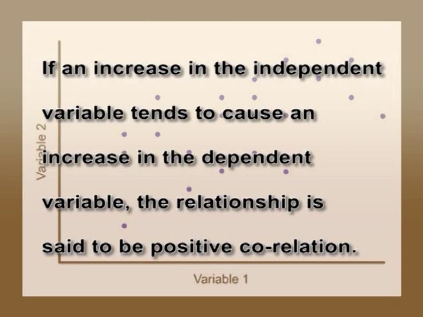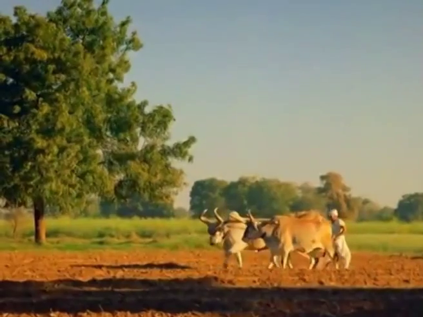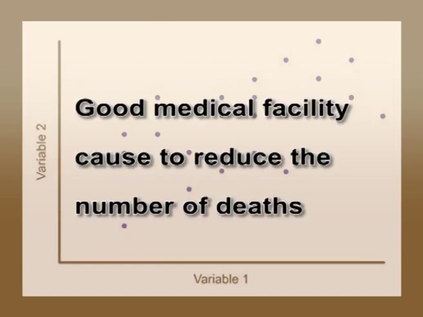In case there exists a causal relationship, both the values of independent and dependent variables will vary together. If an increase in the independent variable tends to cause an increase in the dependent variable, the relationship is said to be positive correlation. For example, good rainfall causes higher agriculture production. On the other hand, if an increase in the independent variable leads to a decrease in the value of the dependent variable, it is called negative correlation. For example, good medical facilities cause a reduction in the number of deaths.